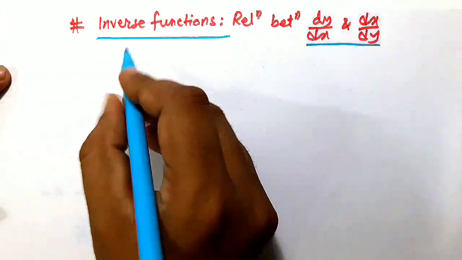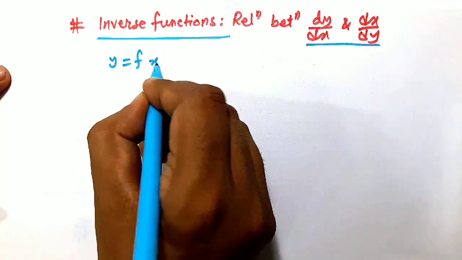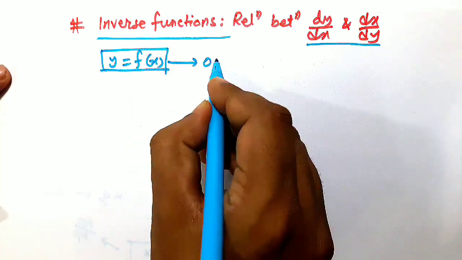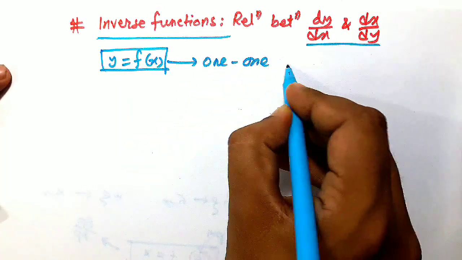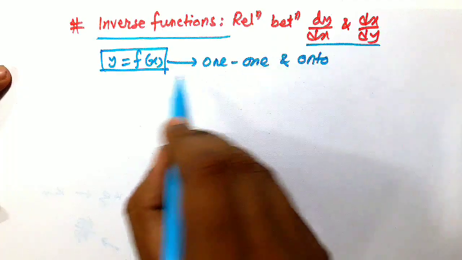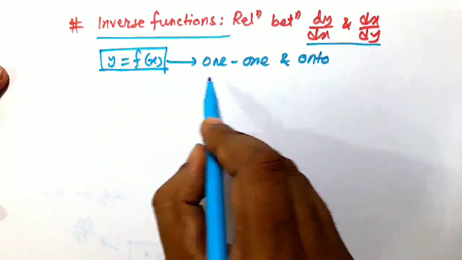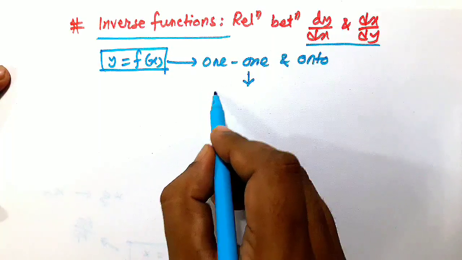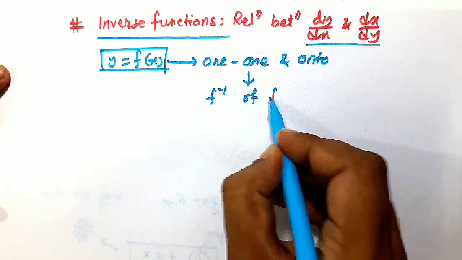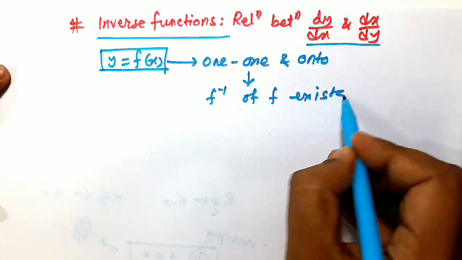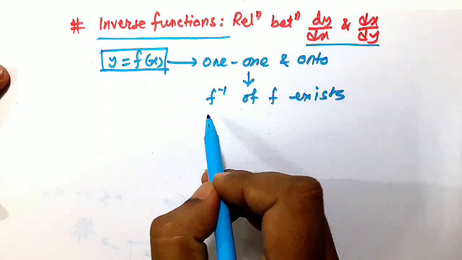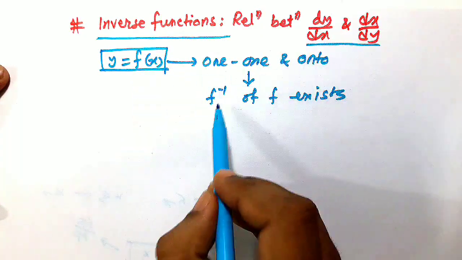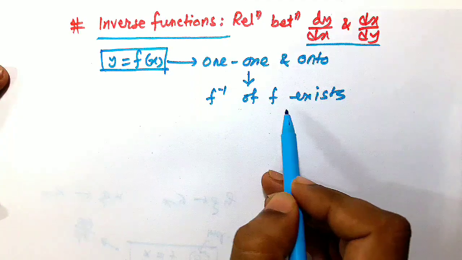Friends, let y = f(x) be a one-one and onto function. Okay, this is a one-one and onto function. So since y = f(x) is considered as a one-one and onto function, the inverse function f inverse of f exists, isn't it? We know this definition of inverse function: because the function f(x) is considered one-one and onto, the inverse f inverse of f exists.